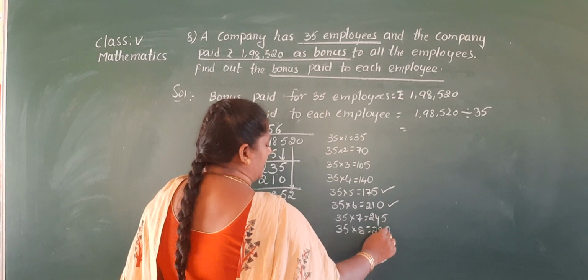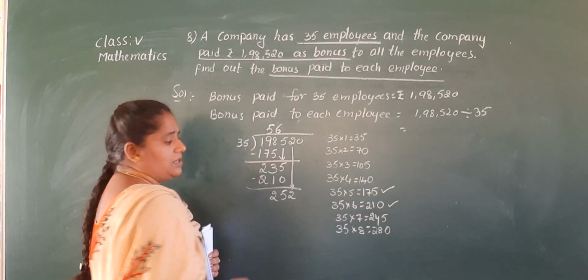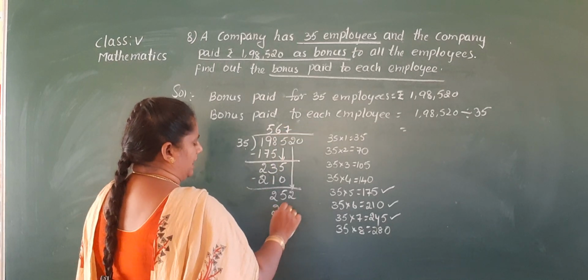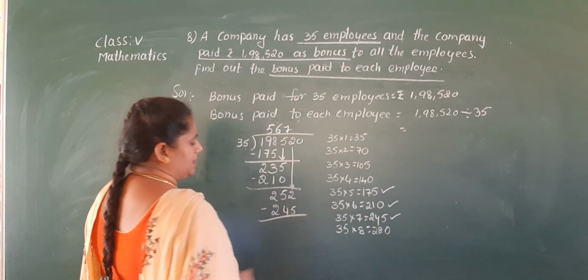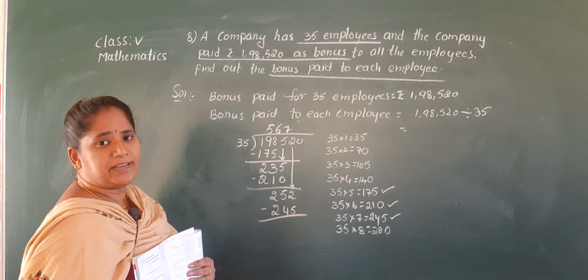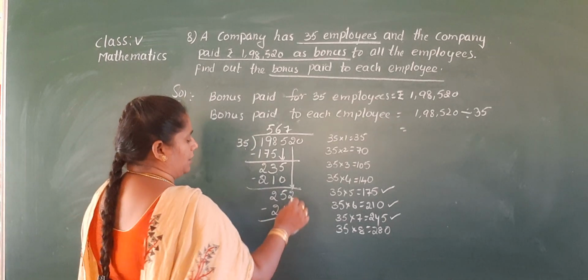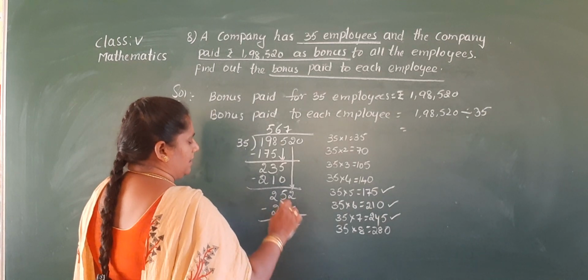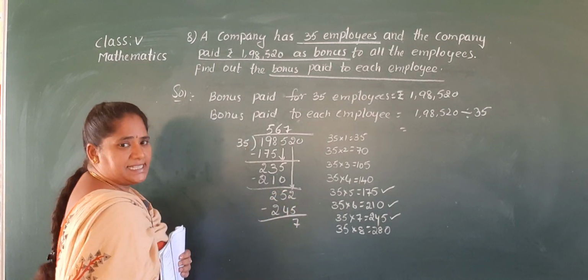So 280 is a big number. So that you take only 7 times. So 7 times 245. Now do the subtraction. 2 minus 5 is not possible. So that take borrow 12 and 5 becomes 4. 12 minus 5 is 7. 5 becomes 4. 4 minus 4 is 0.